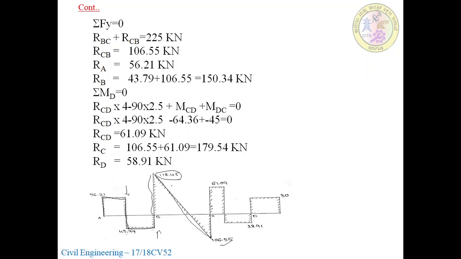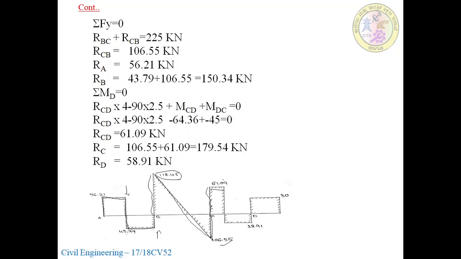Maybe 45 into 5, I think 225. So 118.45 minus 225, you will get 106.5. So next calculate the RC minus 106.55, you will get 61.09. Take the straight line.